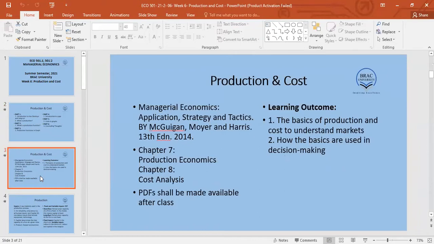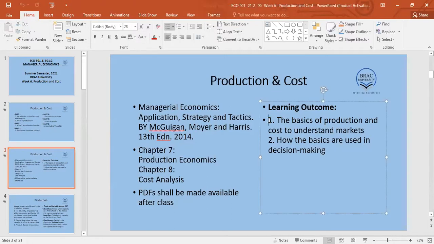The reference for today's class is McGuigan, chapter 7 and chapter 8. Although chapter 7 and chapter 8 are very large, you don't have to worry. The page numbers that we are going to look at will be given in the slides. Hopefully after we finish, we'll be able to understand how production and cost decisions are made in economics, and some basic stuff that we will need to understand markets. So the learning outcomes are over here, 1 and 2.